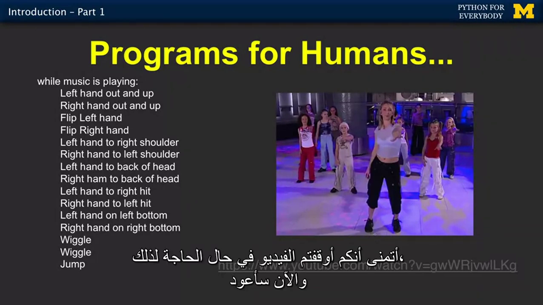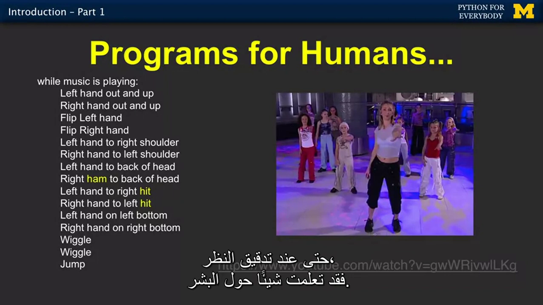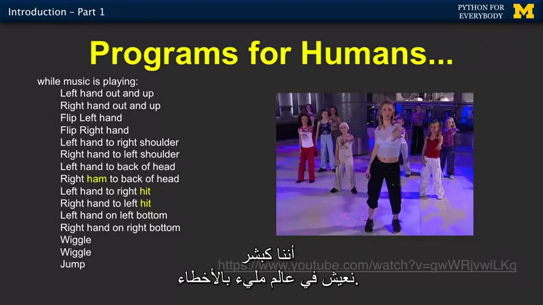So hopefully you paused if you had to. But now I'm going to come back and I will show you what the bugs are. And here are the 3 bugs. Now, if you didn't find them, even if you look closely, you have learned something about human beings. And that is that we human beings operate in an error-filled world.